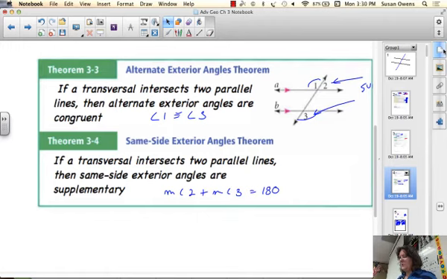That ends this portion, but there is something I want you to look at. I don't want to tell you what it is, but take a look back and especially look at the alternate interior and alternate exterior and same side interior and same side exterior. And there is a way that you can remember which ones are congruent and which ones are supplementary. So take a look and see if you can figure that out, and we'll also talk about that tomorrow.